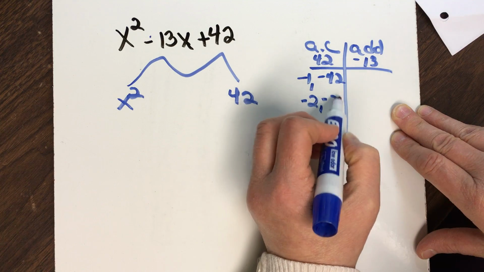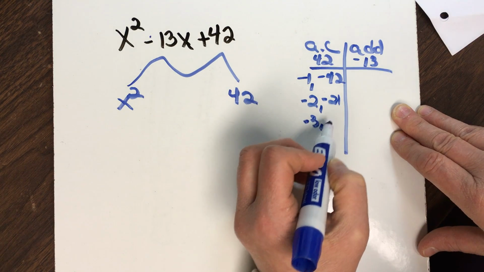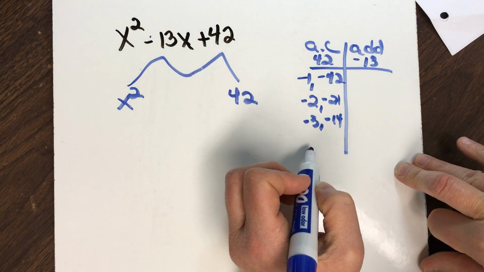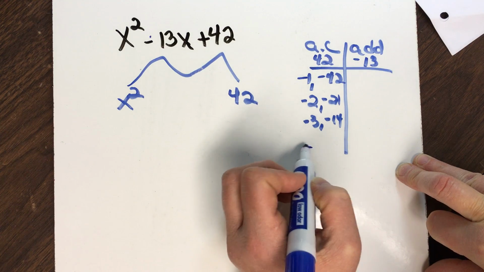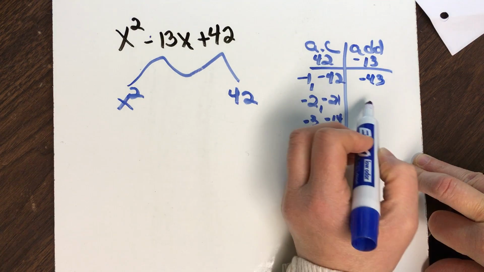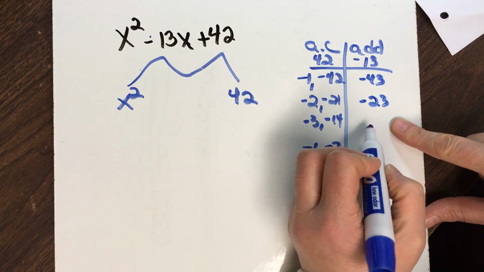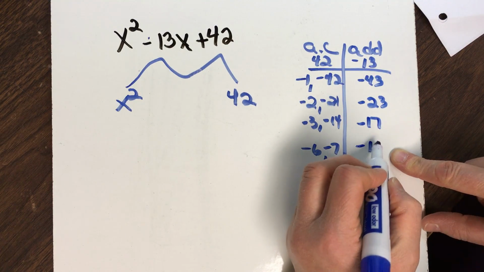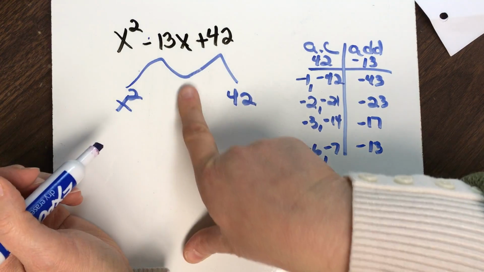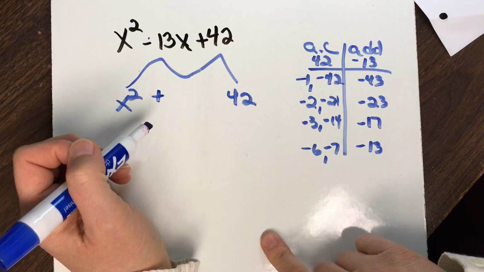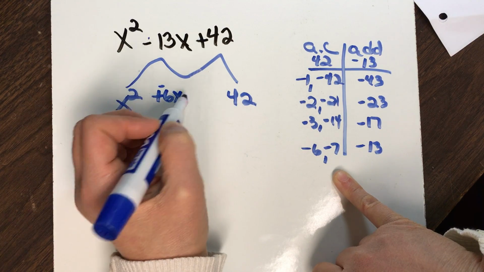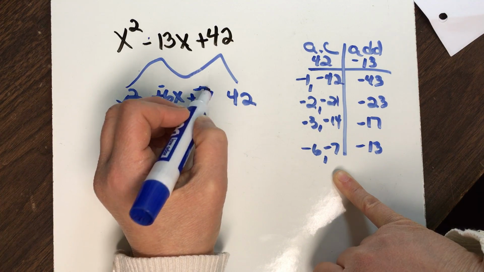When I'm factoring over here, I'm looking to see which set of factored pairs will get me to this term, the negative 13, as I'm putting my pieces together. So that would leave me a negative 43, that would be a negative 23, this one would be a negative 17, and a negative 13, excuse me. All right, so those are the pieces that I'm going to put here in the middle. So I need a negative 6x and a negative 7x.